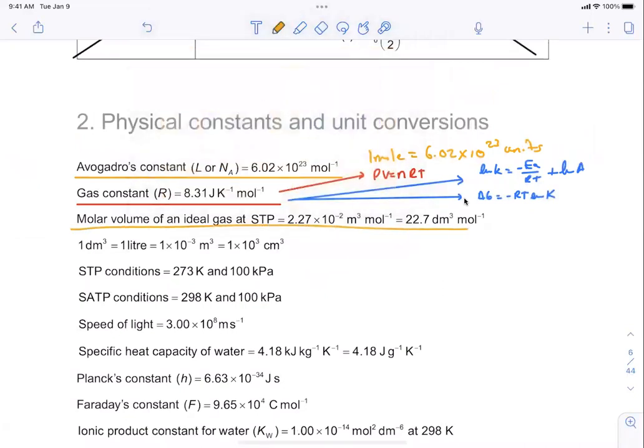Molar volume of an ideal gas at STP, okay? Notice it is 22.7 decimeters cubed per mole. Be careful with what chemistry books that you use because the IB defines STP as 100 kPa and 273 Kelvin, which gets you 22.7. AP might do 22.4 because they do 101.3 kPa instead of 100. And so it is 22.7, and that's what you're expected to know, that 1 mole of gas at STP occupies 22.7 decimeters cubed of volume. So that's what you want to convert.